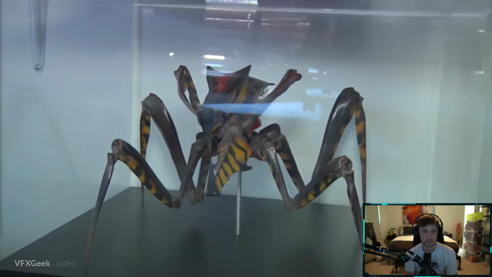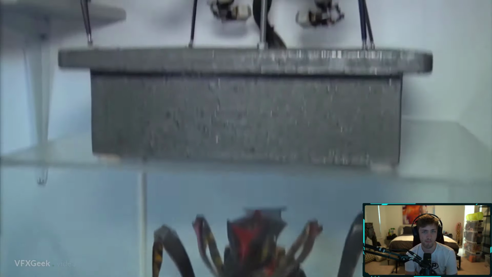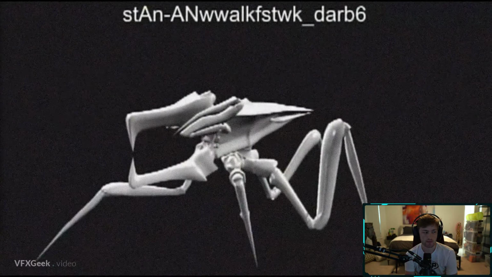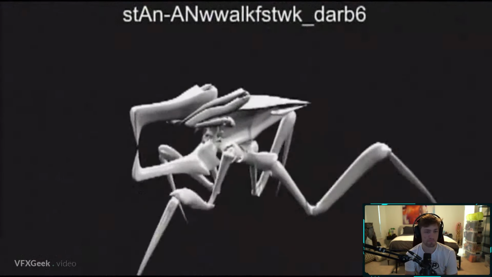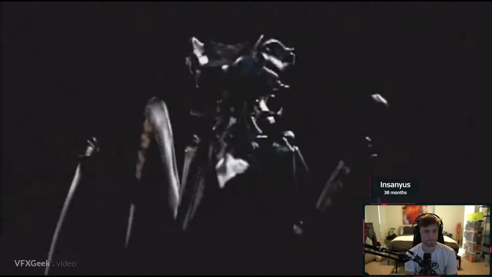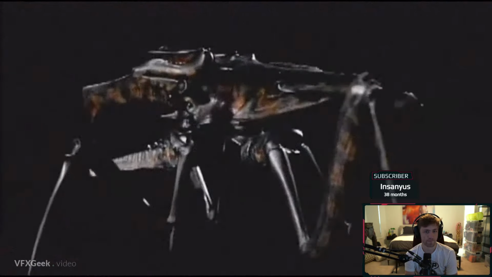A similar process was also used for Starship Troopers in 1997, where Phil Tippett's studio was animating the bugs, using a physical rig to animate digital characters.